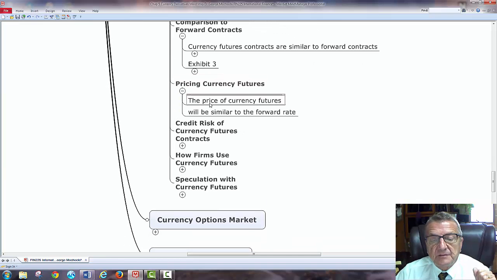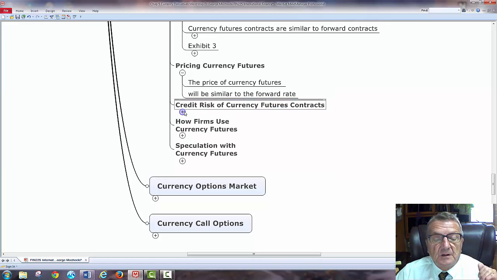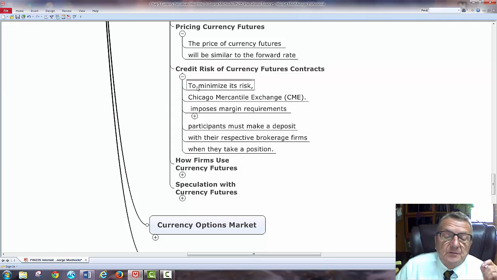Now, pricing currency futures. If I'm looking at pricing, the price of currency futures will be similar to the forward rates. Okay, we talked about that. Credit risk, remember this is a summarization, not sure, go back to the book. Credit risk of futures contracts. Okay, this will be easier. What do we have in here? It is to minimize its risk.